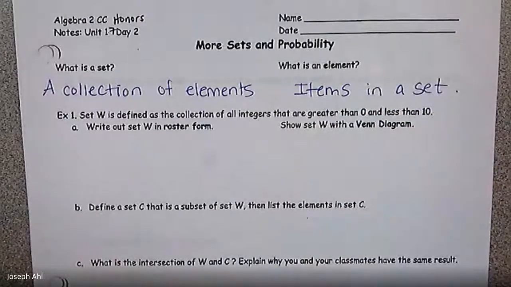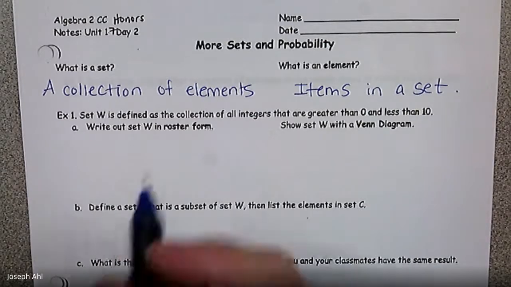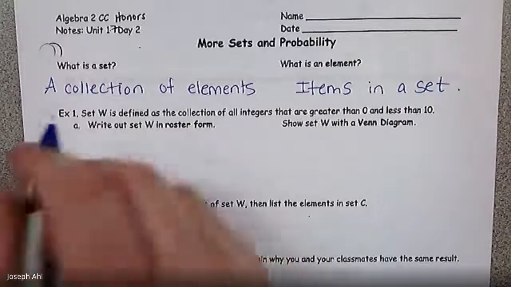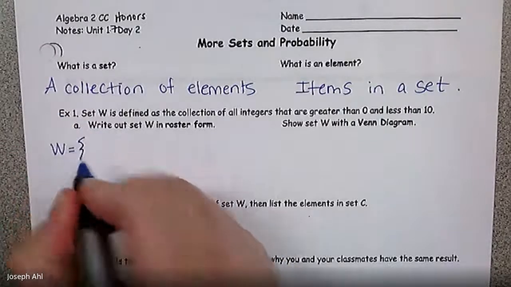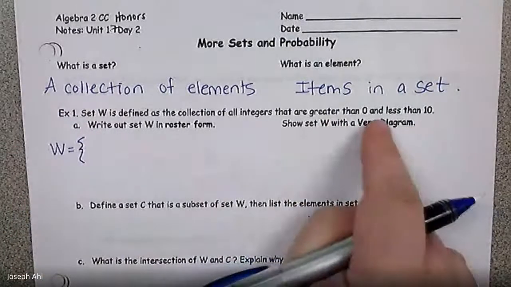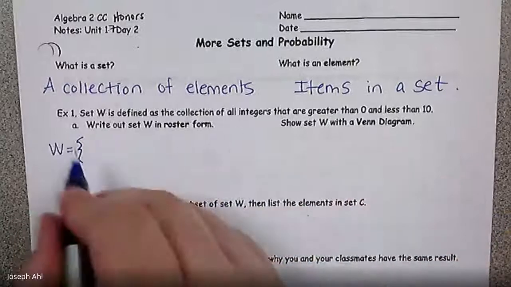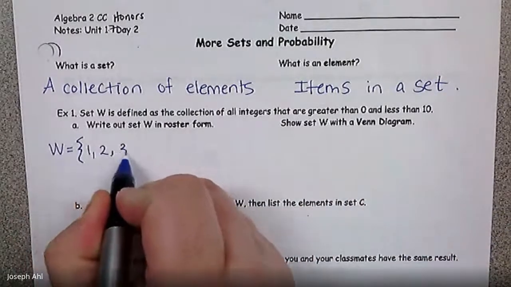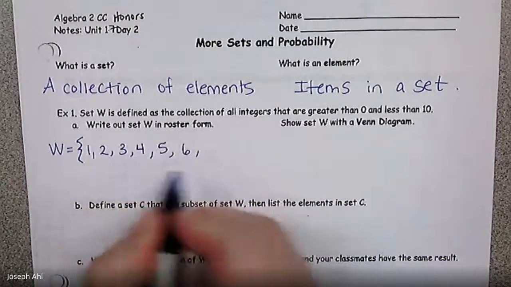So we're going to be looking at different sets today, and if we have two sets of information, maybe we'll look at what's in the intersection of those sets, what is in the union of those two sets, things like that. Set W is defined as the collection of all integers that are greater than 0 and less than 10. Write out set W in roster form. Roster form is just a list with curly brackets. So set W equals, well, greater than 0 and less than 10, the notation there means that those aren't included. So it'd be something like 1, 2, 3, 4, 5, 6.